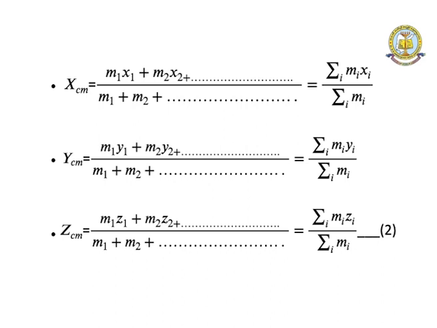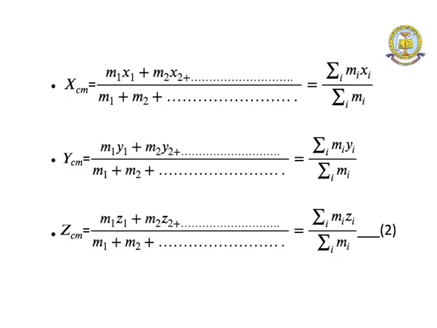Similarly, along the y axis, ycm is equal to m1 y1 plus m2 y2 plus so on up to n particles, by m1 plus m2 plus so on up to n masses. You can write the summation of i equal to 1 to n of mi yi by the summation of i equal to 1 to n of mi. Similarly, zcm is equal to m1 z1 plus m2 z2 plus so on by m1 plus m2 plus so on up to n masses, which you can write as the summation of i equal to 1 to n of mi zi by the summation of i equal to 1 to n of mi. Here i runs from 1 to the number of particles.